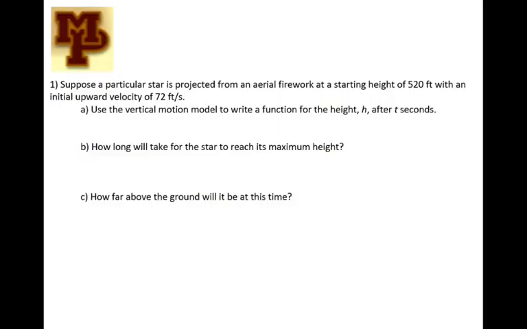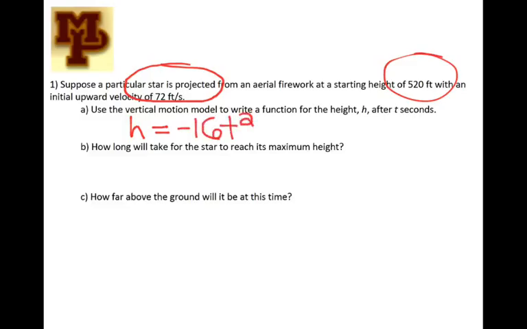So let's look at an example. So we have this star that's projected from a firework, starting height 520, vertical or upward velocity is 72. So again, we just throw the numbers into the formula. So we have h equals, it's always going to be negative 16t squared because that has to do with gravity, the acceleration of gravity. Then the velocity is just going to go right in front of the t, so plus 72t, and then plus the 520.